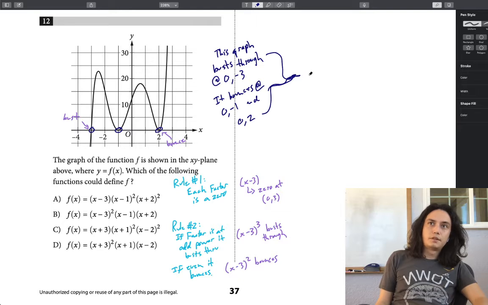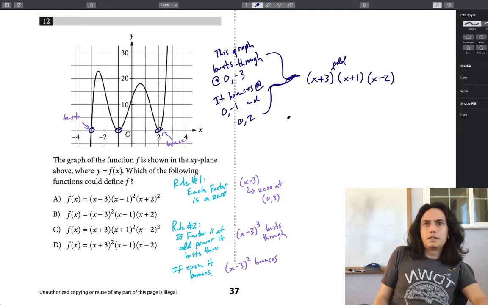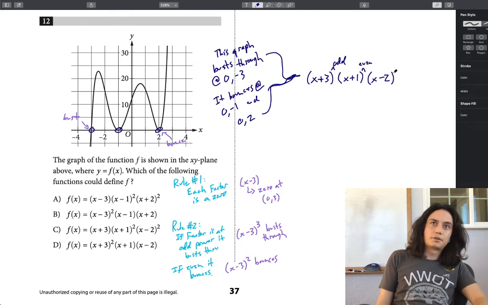So we want an equation that says x plus 3. That corresponds to this, (-3, 0). And we want this to be to the odd power of some kind. Could be 1 or 3 or 5 or 7. And then it's going to bounce at the other two, and we want zeros at -1 and +2, which is to say that we want the factors to be x plus 1 and x minus 2. And again, because it's going to bounce at both of these places, we want both of these powers to be even numbers.